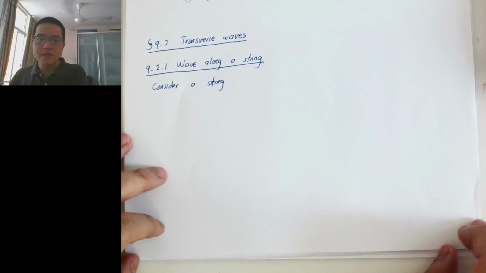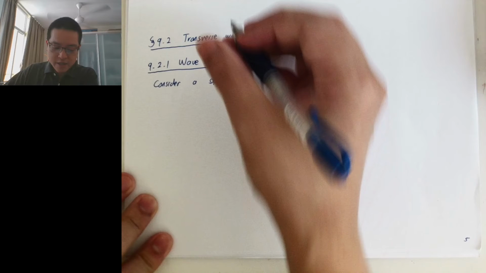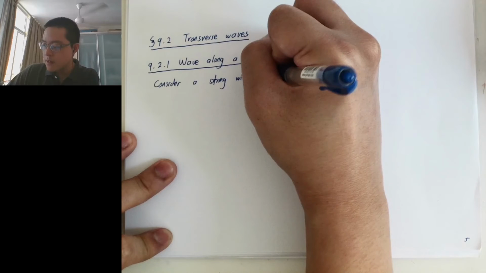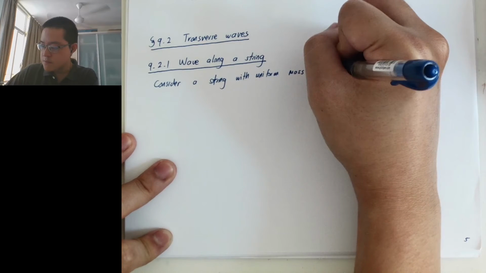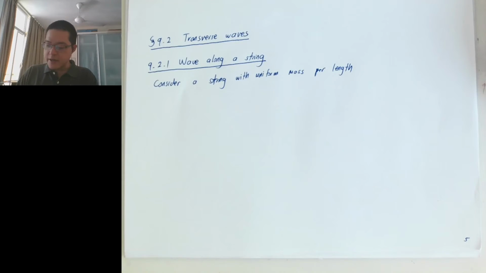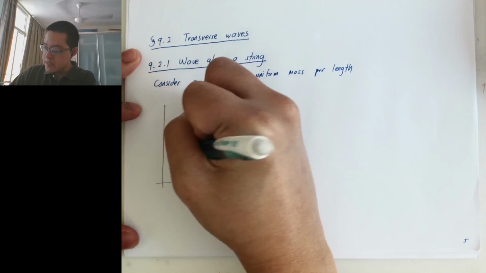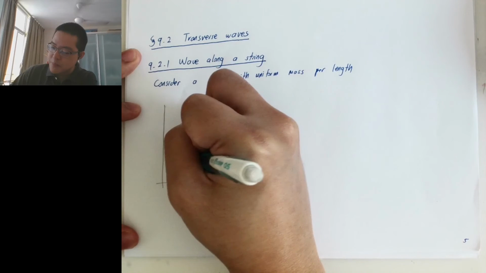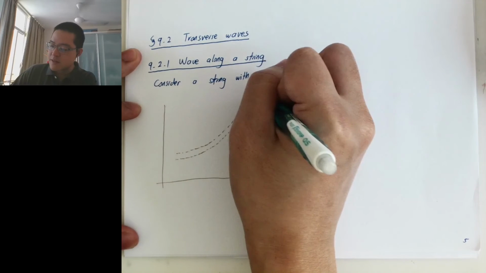I want to derive the equation that is obeyed by a wave traveling along a string. So I'm going to consider a string with uniform mass per length. I will briefly sketch the string. Let's say it's vibrating along. This could be my guitar string, and I'm drawing it a little bit bigger to make it look thicker.